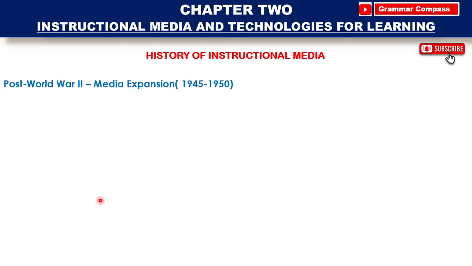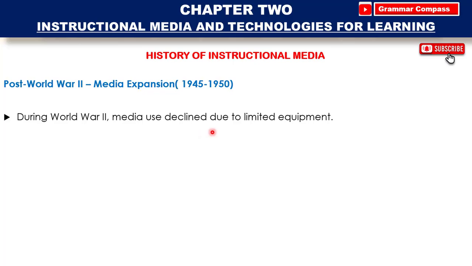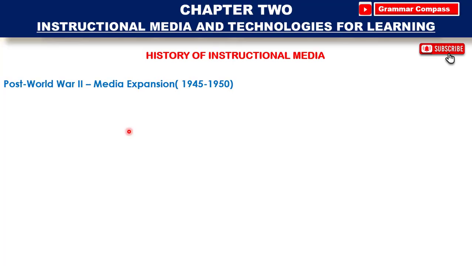Now that we've talked about the media used in the 1900s and 1920s through to the 1930s, let us move on to talk about how media also evolved after World War. During World War II, media use declined due to limited equipment. What do you think caused the limited equipment? Because obviously there was war. Well, during the war itself, the use of media in education actually took a dip. Why?